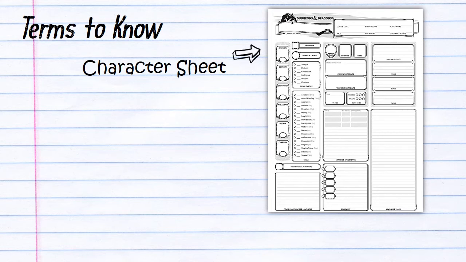Now this is your character sheet. You'll fill it out as you create your character. It keeps track of your stats, loot, and skills.